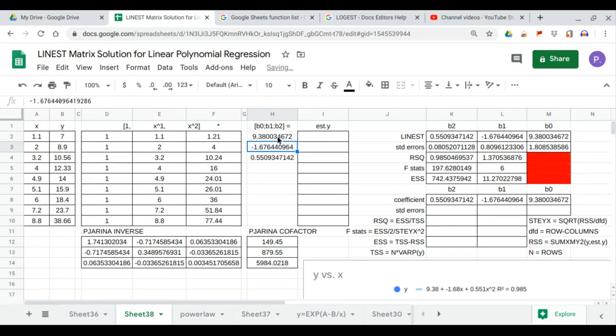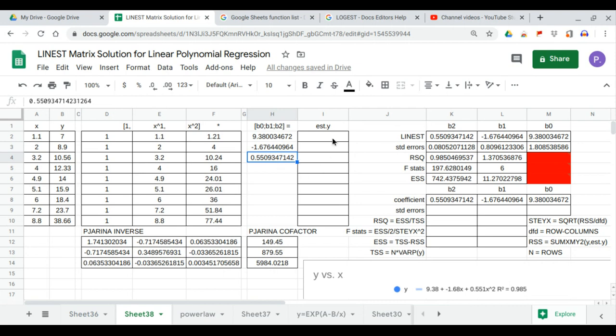So we have B0 matches to our B0 in the LINEST output. Our B1 matches our LINEST output. And B2 also matches our LINEST output. And these outputs also match our chart, but they're rounded off: 9.38 for B0, negative 1.68 for B1, and 0.551 for B2.